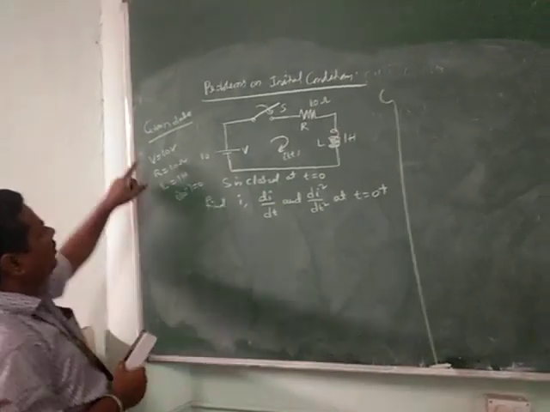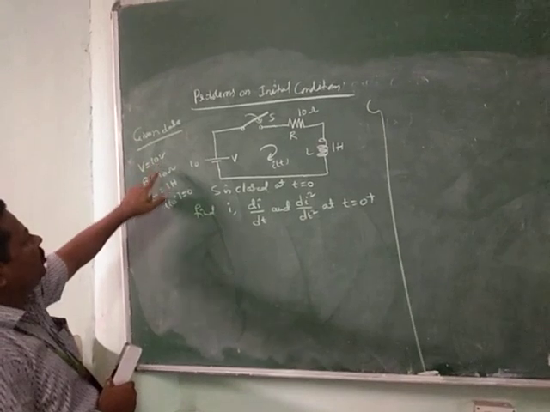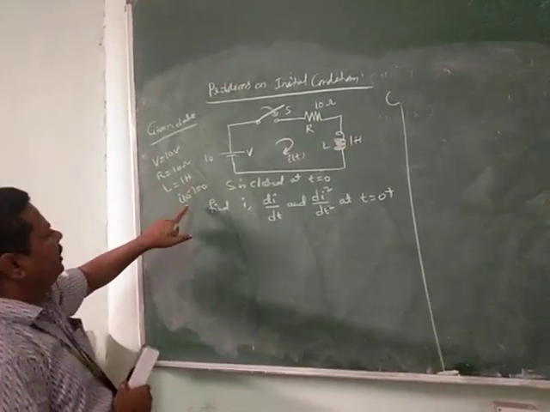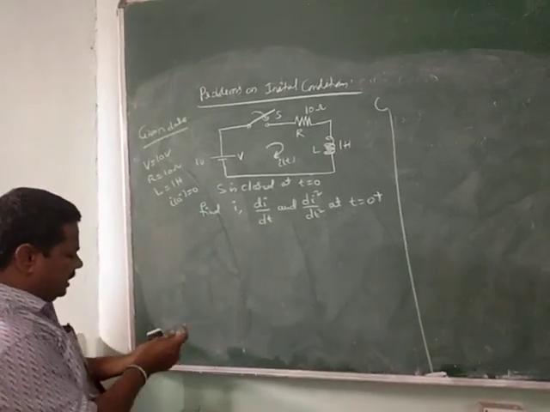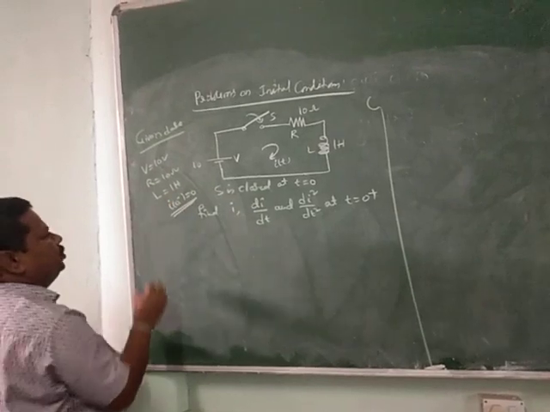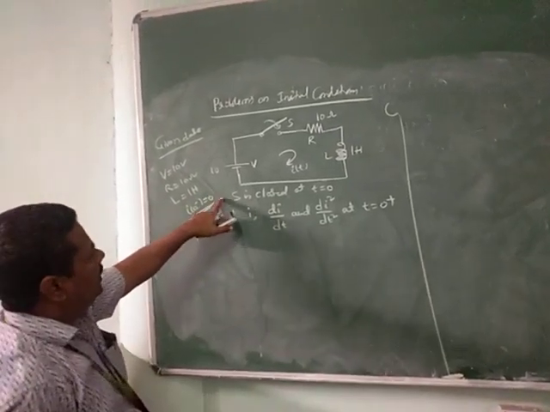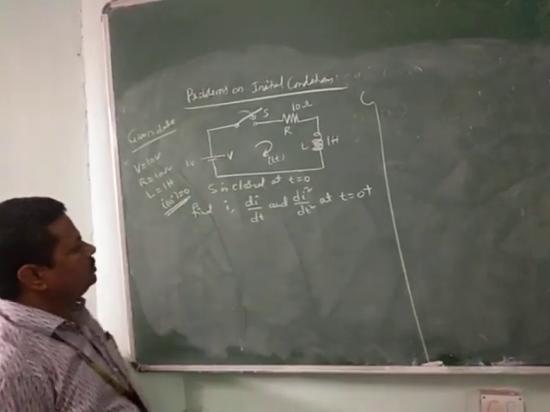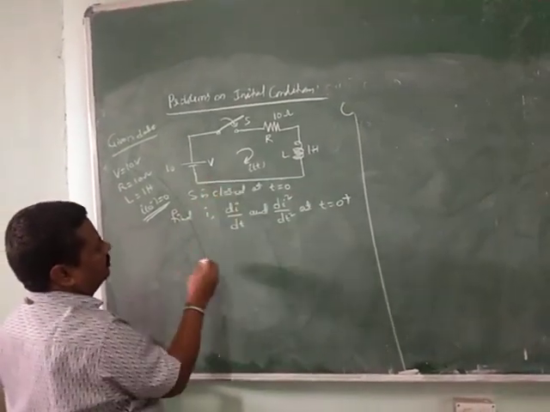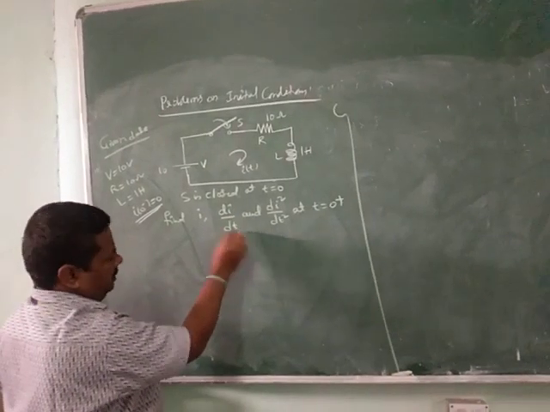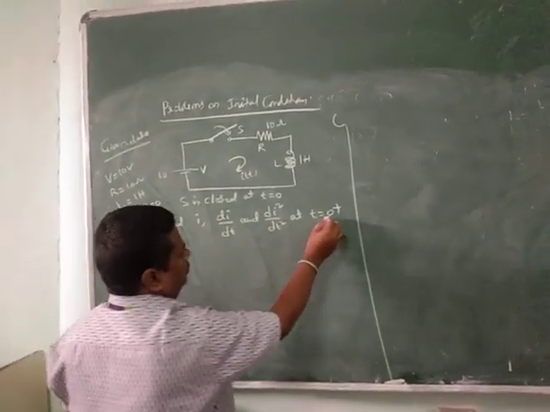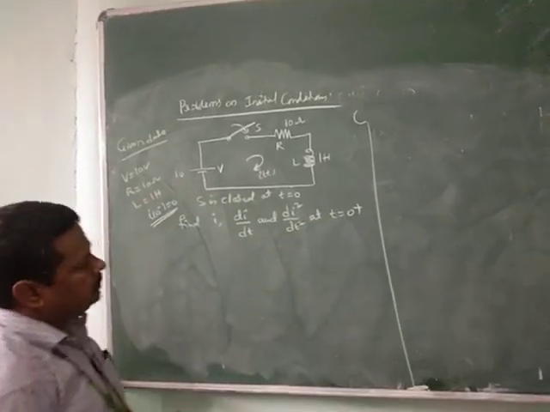Now here this is the given data. Voltage is equal to 10 volts, R is equal to 10 ohms, and inductor value is equal to 1 Henry. And this is the initial current: initial current I of 0 minus is equal to 0. Switch S is closed at t is equal to 0. Then the problem is, find current I flowing through the circuit, di by dt and d square i by dt square at t is equal to 0 plus.